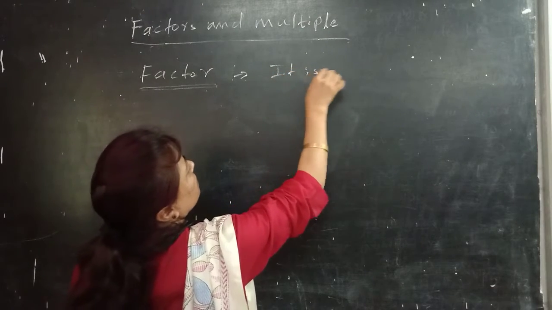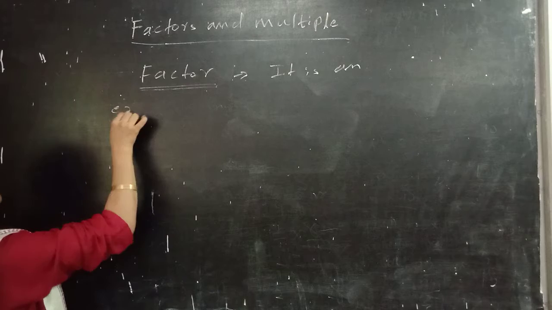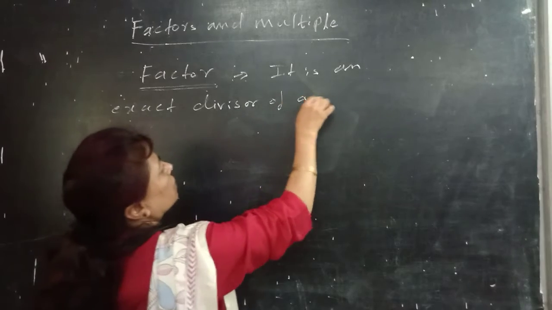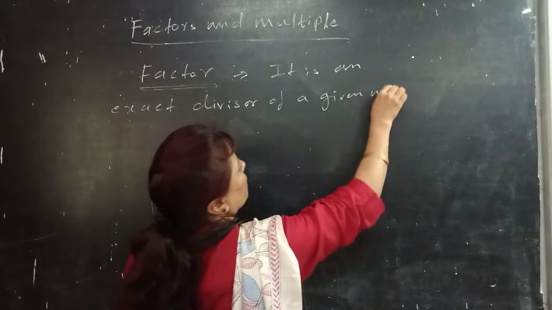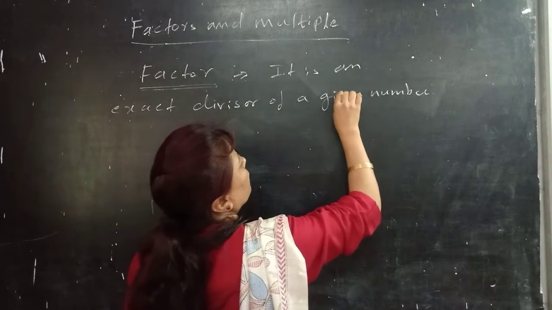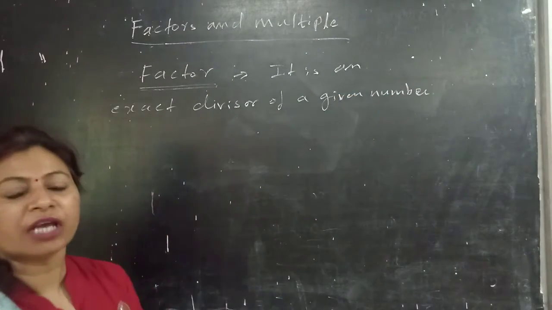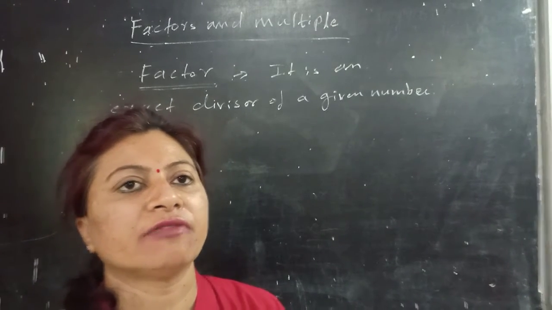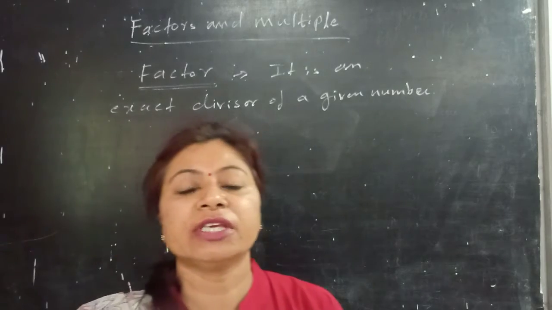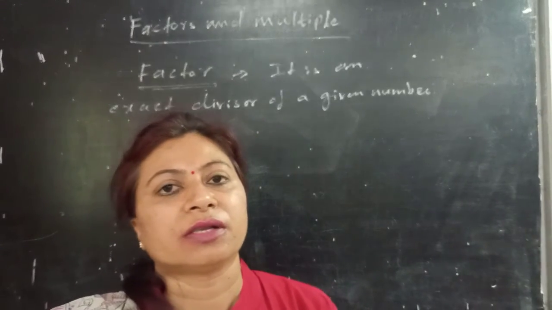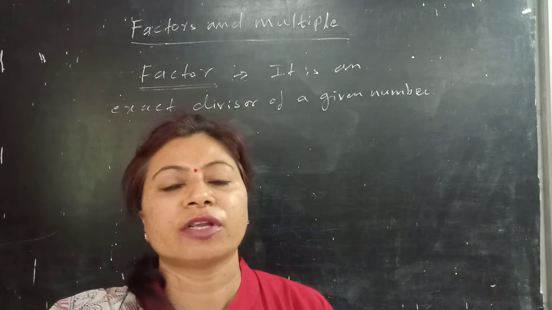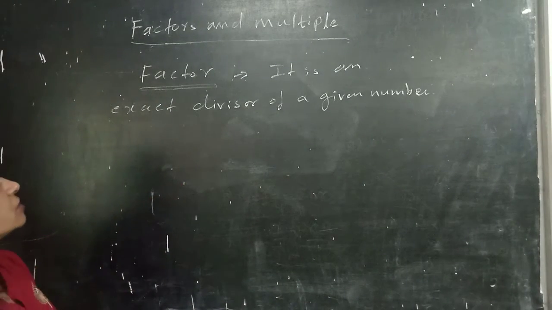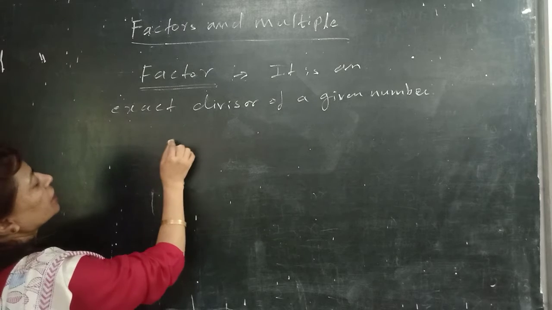it is an exact divisor of a given number. So if we have to find the factor of any number, then we have to find out those numbers by which it will be exactly divided. Or in other sense, simply we can say that those numbers which after multiplying give the given number will be called its factors. So let us take an example.